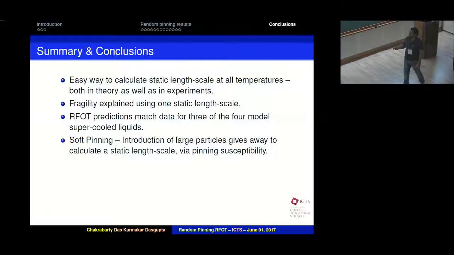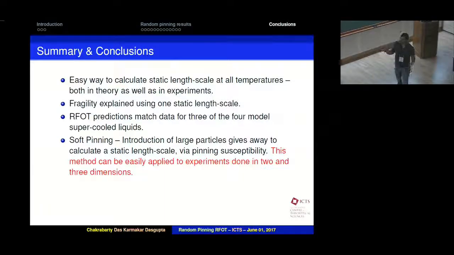For 3 of these 4 model systems we tested, this RFOT theory works. Then, since I have some time, I'll talk about something which we continued doing. This is something called soft pinning. Suppose instead of pinning these particles rigidly, you do it in a softer way. One way of doing that is introducing bigger particles.